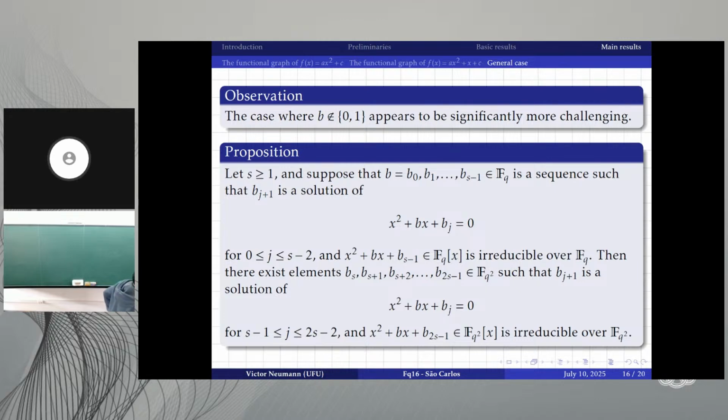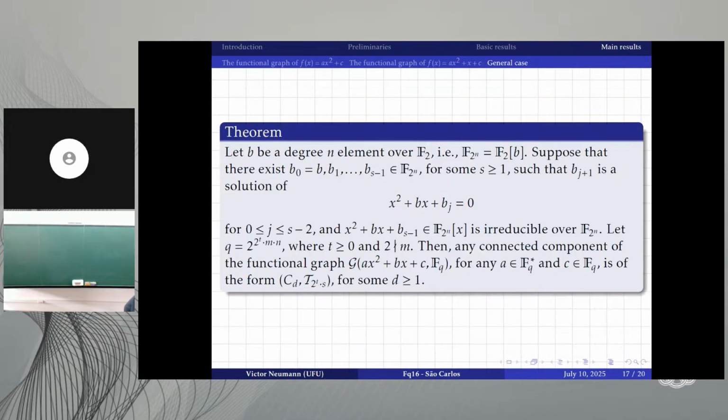And at the last point of the sequence, we get an irreducible polynomial over Q. If this happens, then we get another set of n points containing the previous n points, such that they are the solution to the same kind of equation, but over Fq squared, over a degree 2 extension. And this polynomial would be irreducible over F. And with this, we can determine the behavior of the tree.